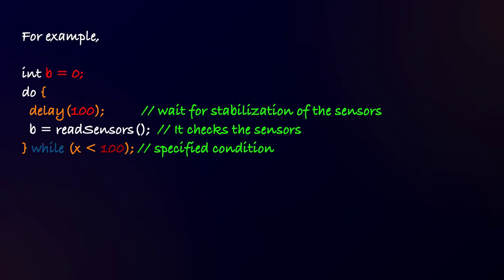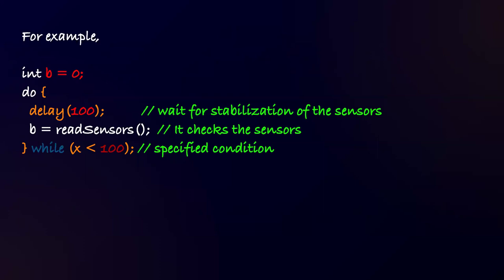See, first we have initialized integer b equal to 0. Then we have stated a do while loop. What does this do while loop do? Do: first delay 100, then b equal to read sensors. It will read the sensors. Now we have come out of the braces and we've written while x less than 100. This is the very specific condition that has been provided to this loop.